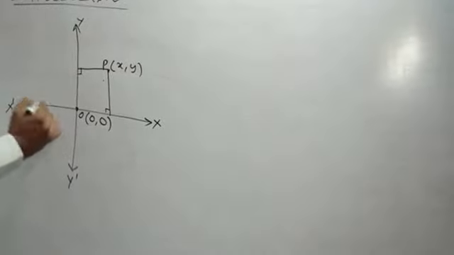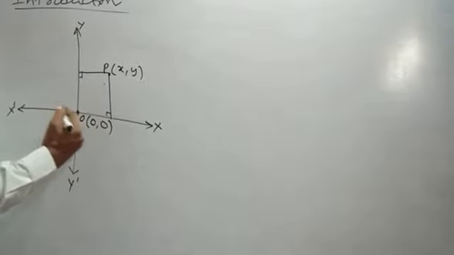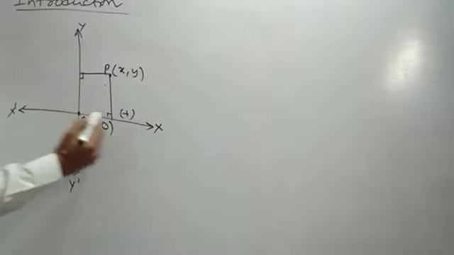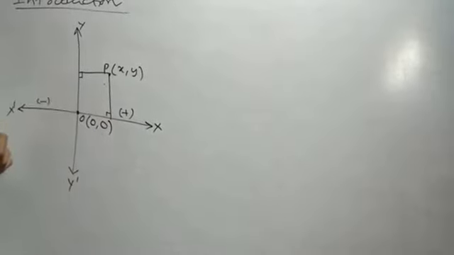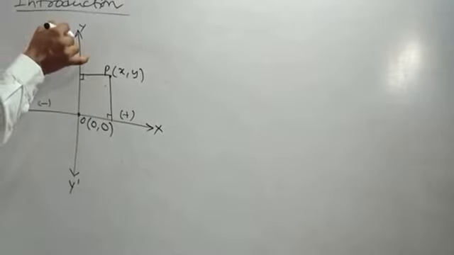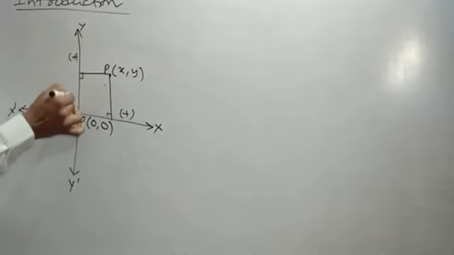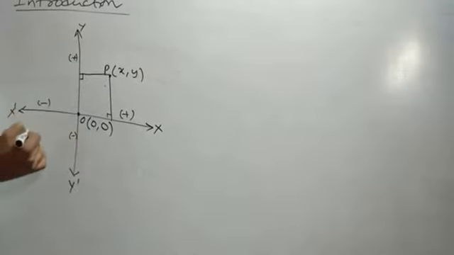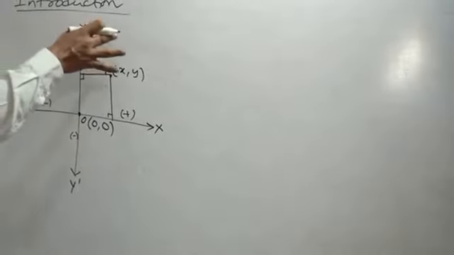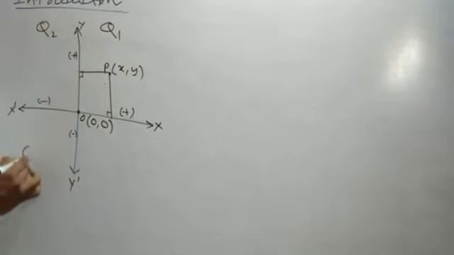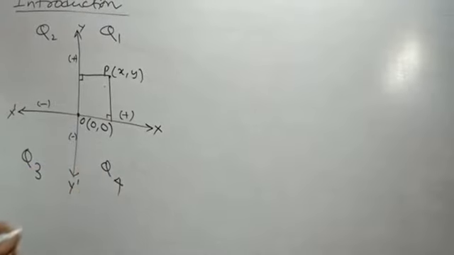Now let us observe. Since these two axes are number lines, from the origin to the right hand side the x value is positive. From the origin to the left hand side the x value will be negative. In similar fashion, above the x-axis y values are positive and below the x-axis y values are negative. Based on this, the plane is divided into four quadrants: quadrant 1, quadrant 2, quadrant 3, quadrant 4.